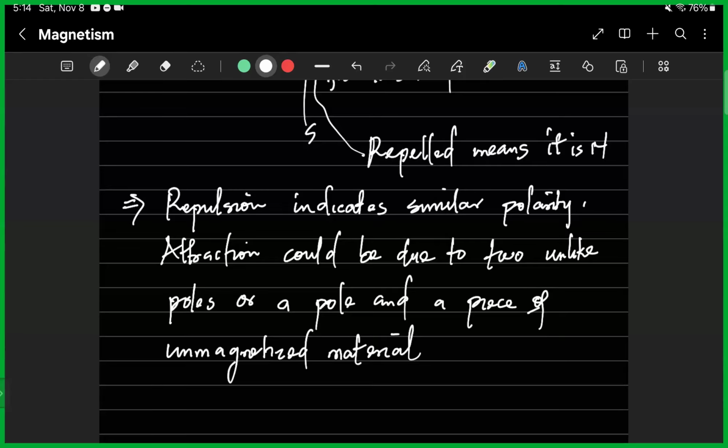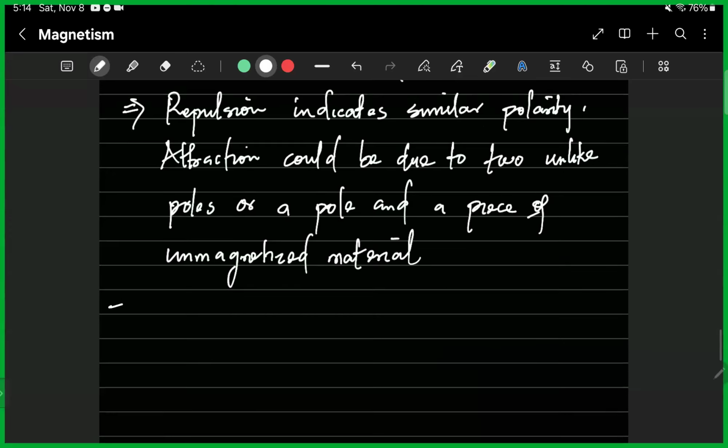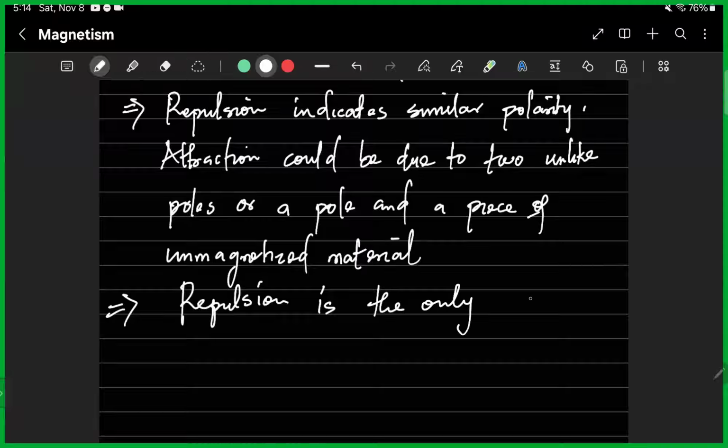So we now say that, since attraction gives you two options, repulsion is the true test. Repulsion is the only sure test for polarity.